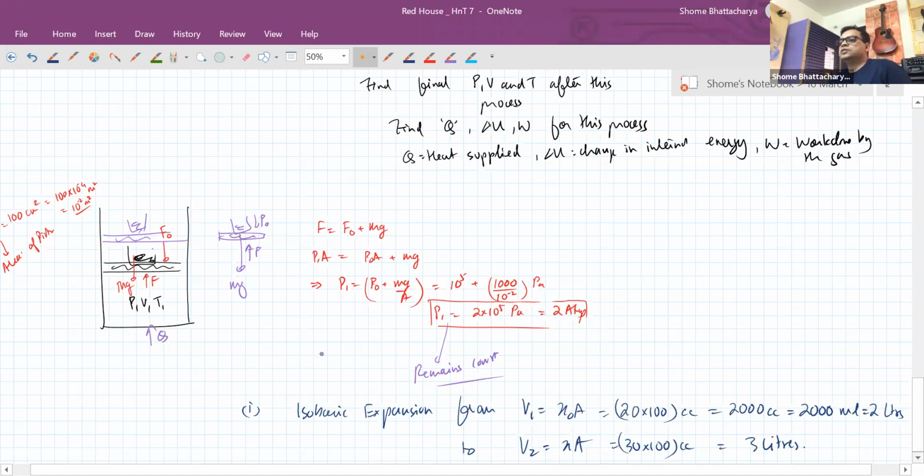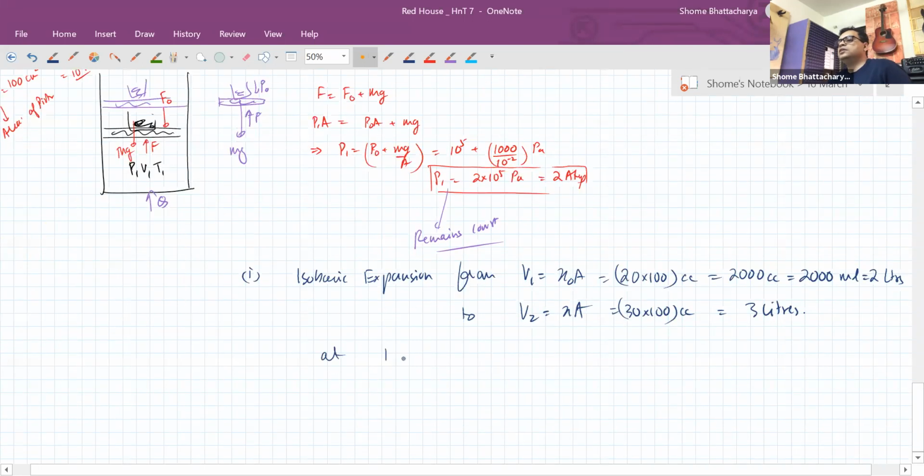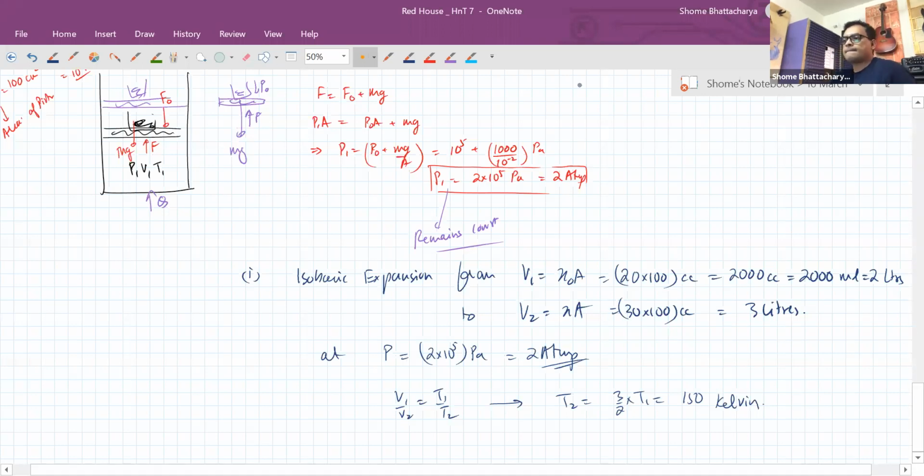The volume is expanding from this to this at P equal to 2 atmospheres. Okay. So V1 upon V2 is equal to T1 upon T2. So the final temperature will become 3 by 2 times the initial temperature. So 150 kelvins. Okay. So at the end of the first process, yes, very good, Aman, that's correct.